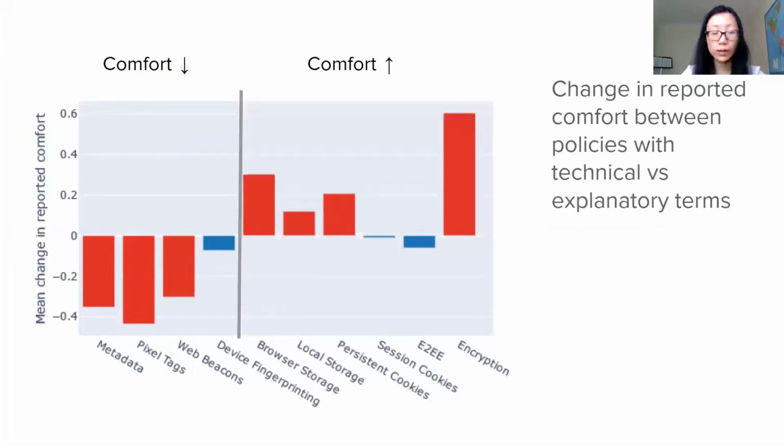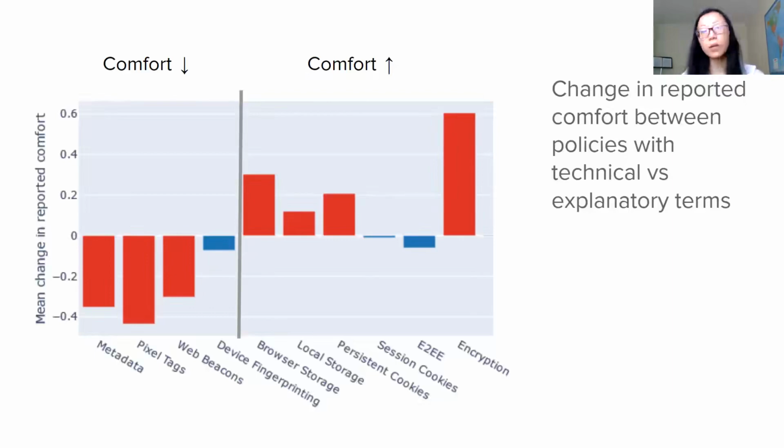As for things we expected comfort to increase, we also saw some of these increases. For example, for local storage and browser storage, users mistakenly thought this allowed their information to be stored on remote servers under the control of other principals. And so when it was explained, users had a better understanding of the actual security and privacy protections being offered.